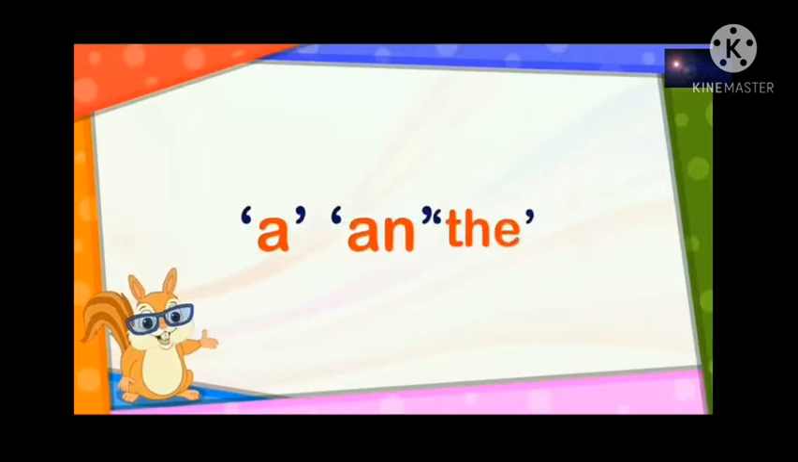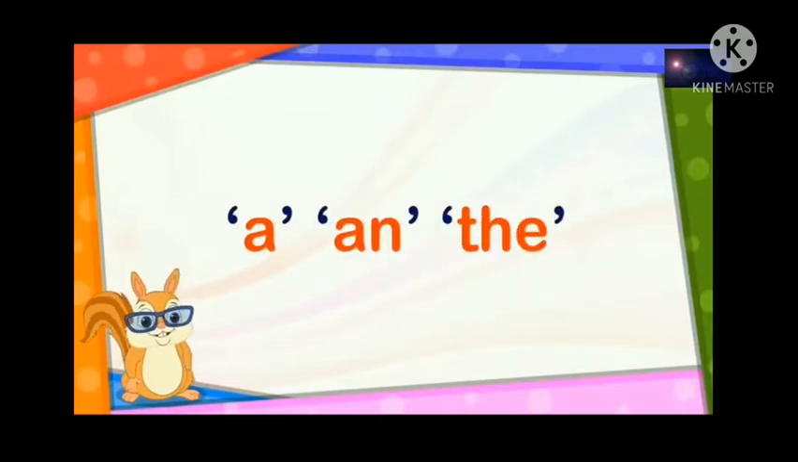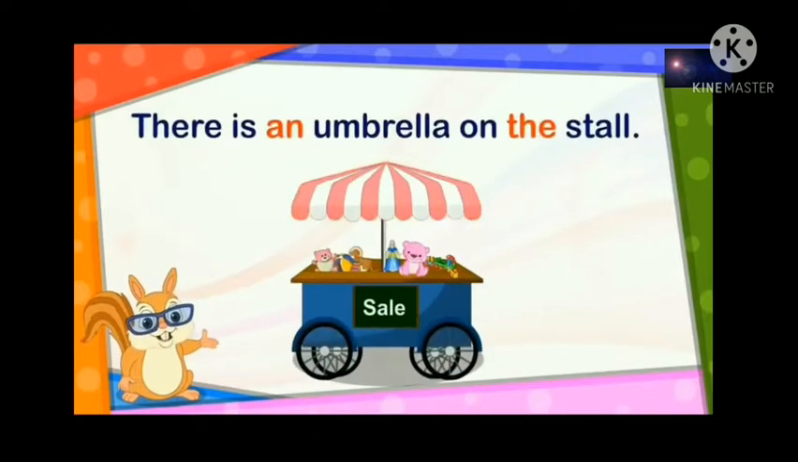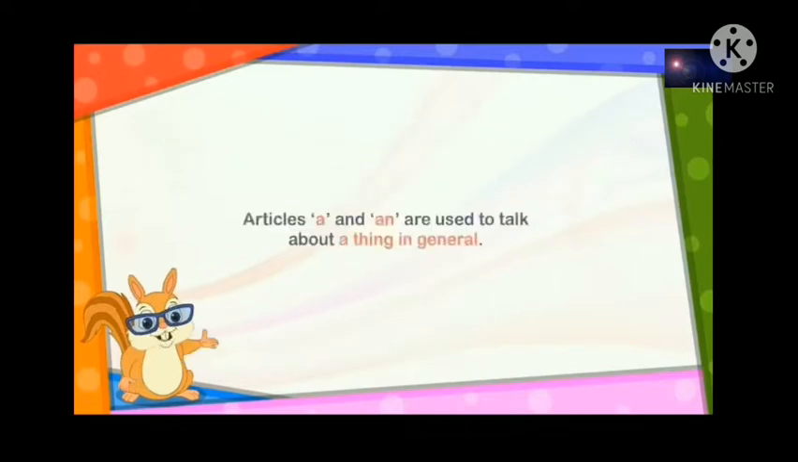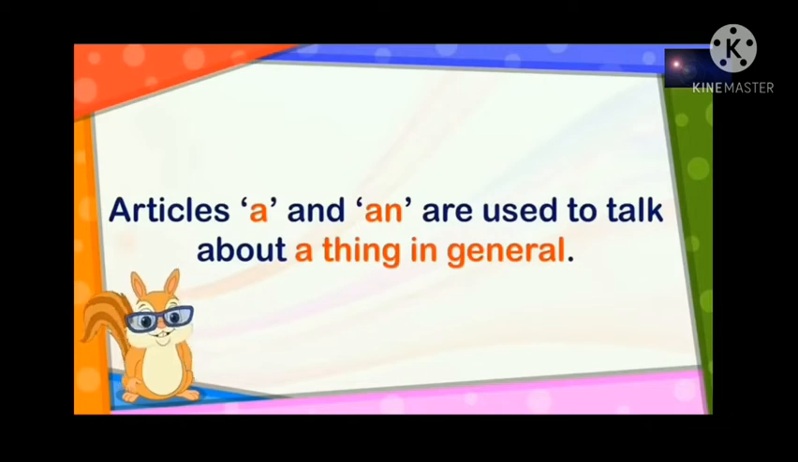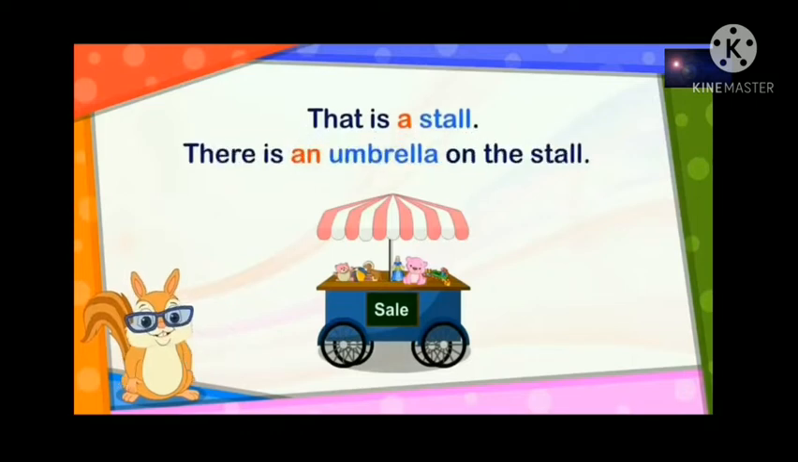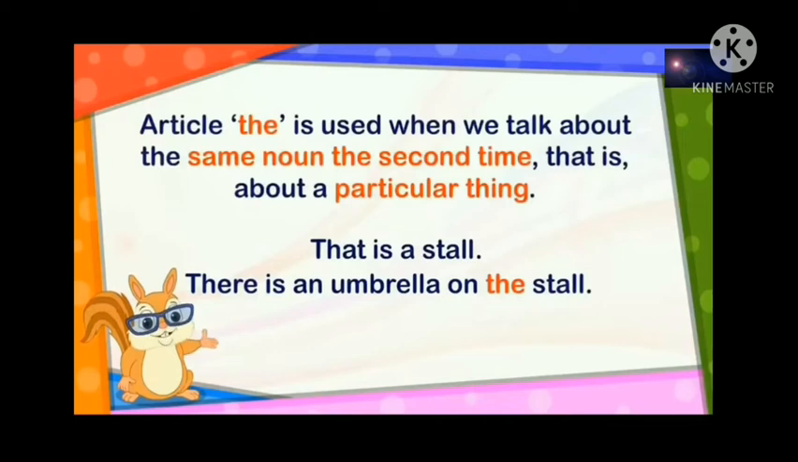Now look at the following sentences to learn articles a and the. That is a stall. There is an umbrella on the stall. We observe the articles a and an are used to talk about a thing in general. For example, a stall, an umbrella.